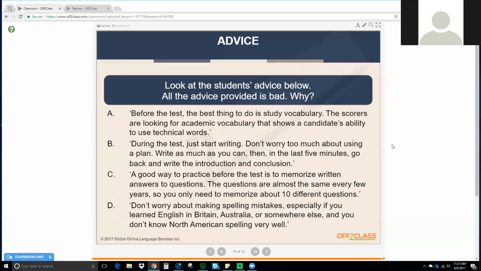Advice D. Don't worry about making spelling mistakes, especially if you learned English in Britain, Australia, or somewhere else, and you don't know North American spelling very well. The TOEFL is the American standard version of basically a placement exam.